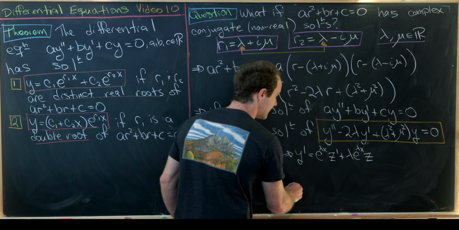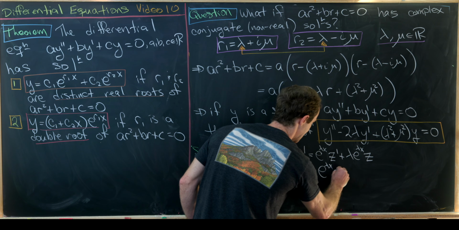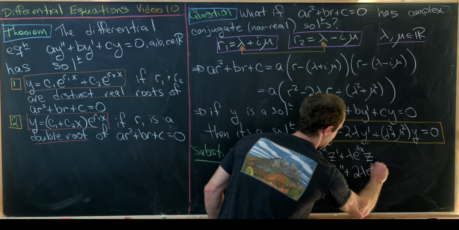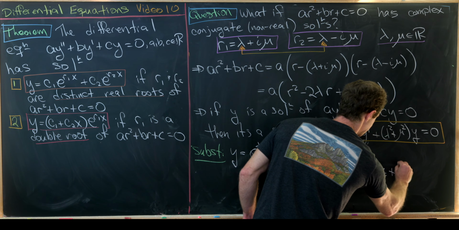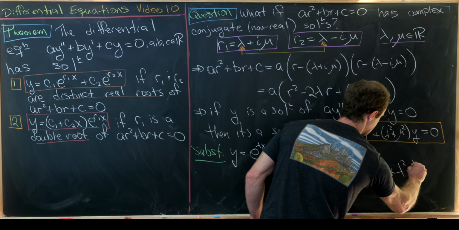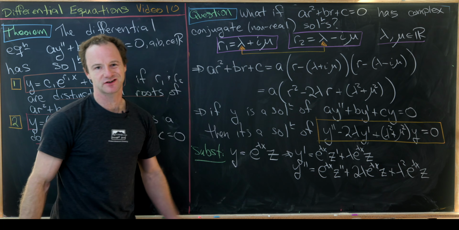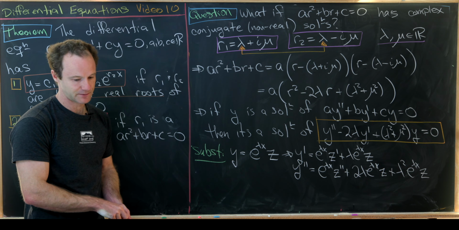And then furthermore, y double prime is equal to e to the lambda x times z double prime plus 2 lambda e to the lambda x times z prime plus lambda squared e to the lambda x times z. So there I just took the derivative, carefully taking the product rule at each step.